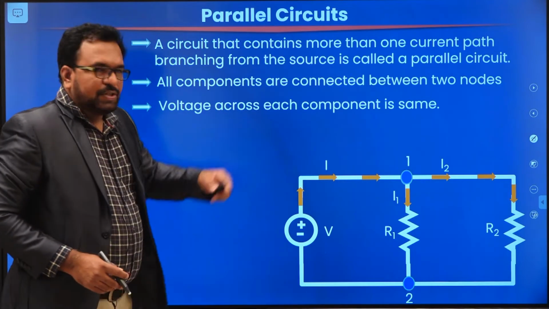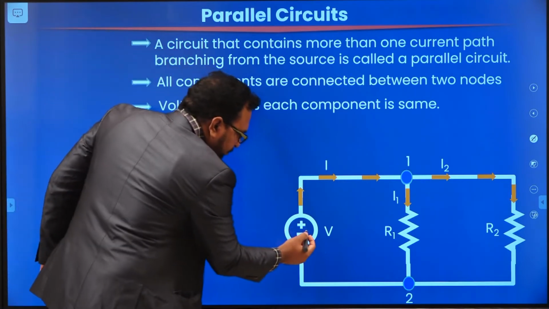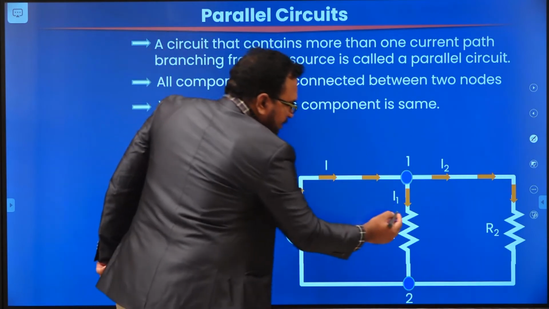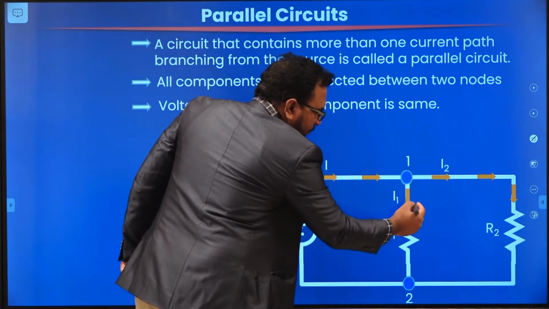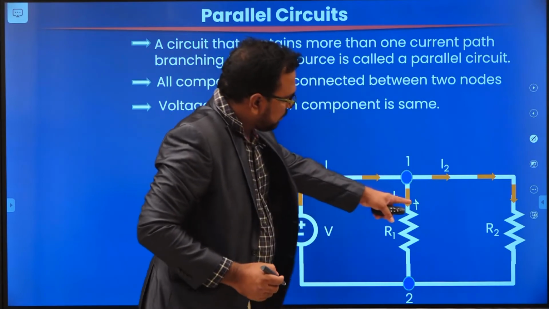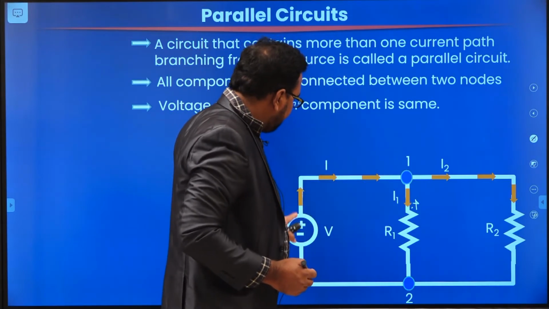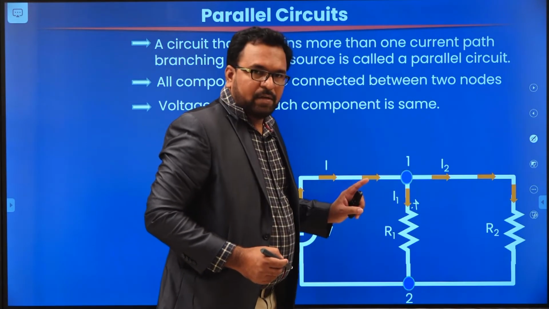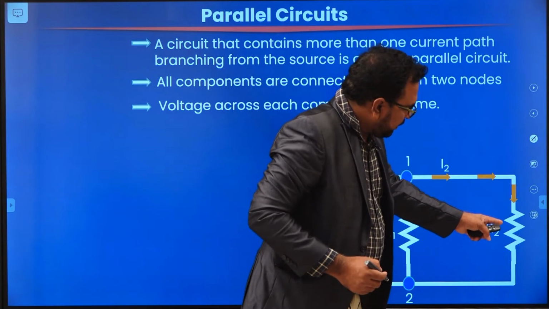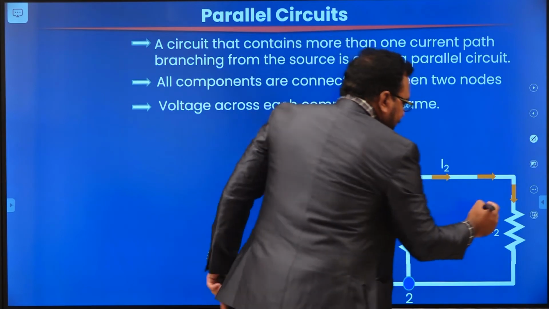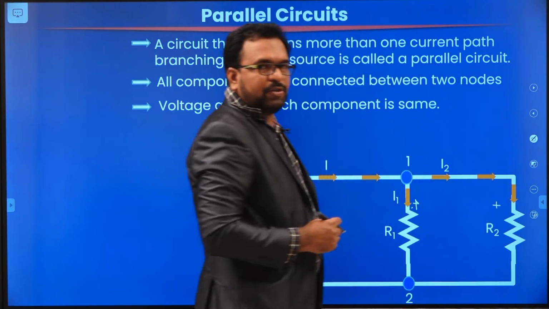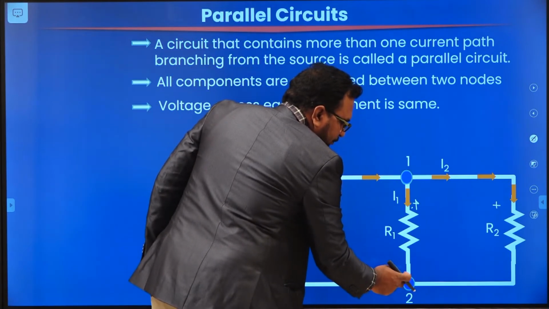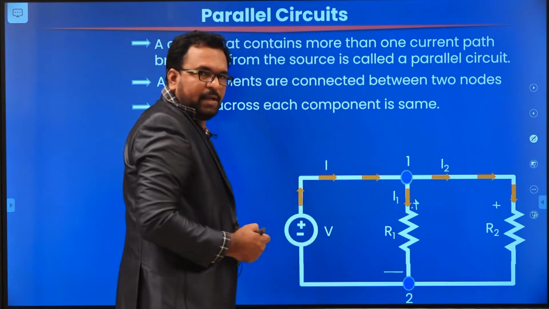Voltage across each component. See, the source positive terminal is connected to node 1. That means this terminal is always positive, because the positive terminal is connected to node 1 and one terminal of resistance R1 is connected to node 1. Similarly, one terminal of R2 is connected there, so we are going to have a positive terminal here also. And the negative terminal is connected to the other terminal, node 2. That means node 2 is negative polarity.